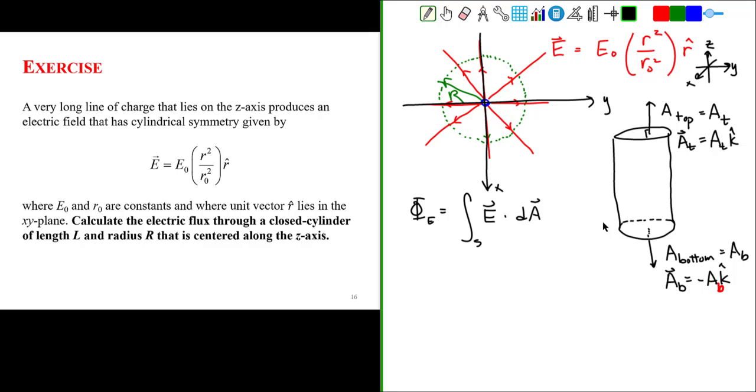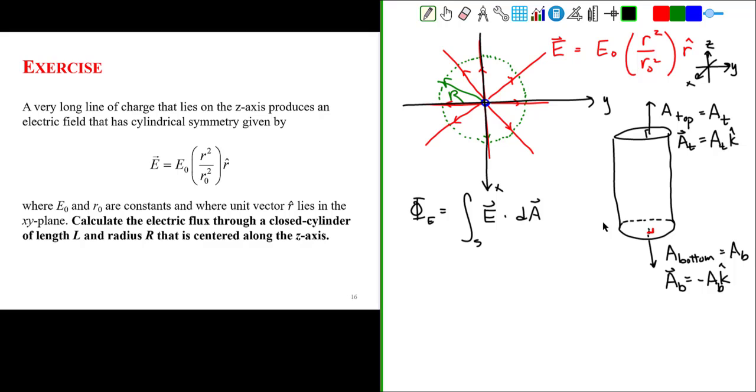Now, by convention, if we have a closed surface, area vectors always point outside and away from the surface. So this is why I drew the area vector for the top cap of the cylinder going straight up, because that's leading out of the cylinder, and the area vector at the bottom cap going straight down, because that is leading away from the cylinder.